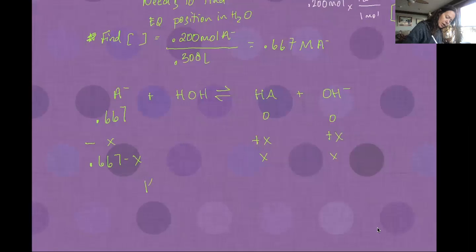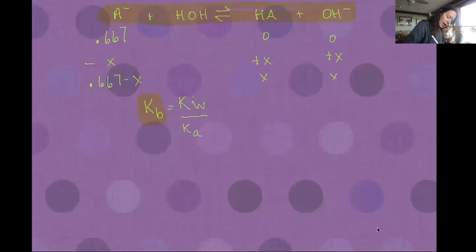This is a Kb. So Kb equals Kw divided by Ka, right? This is a base reaction occurring right here, right? This is basic in nature. You can't see what I'm doing because of the colors. The A is acting like a base, so we need a Kb. So we must solve for Kb.